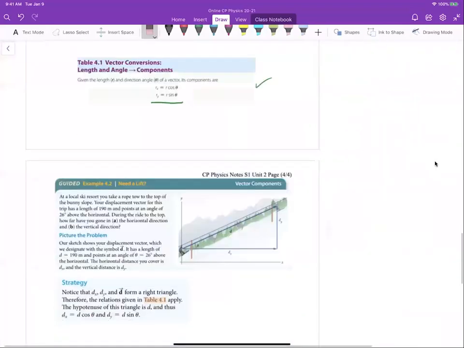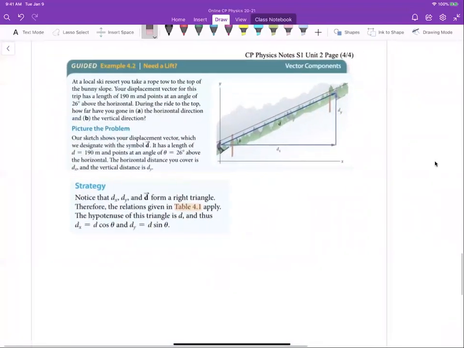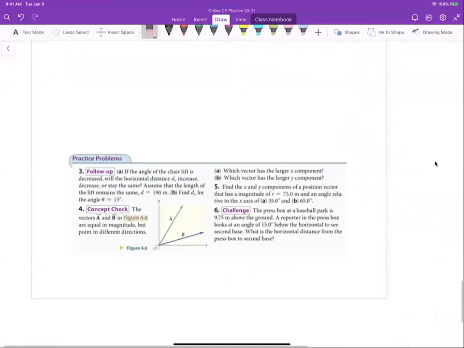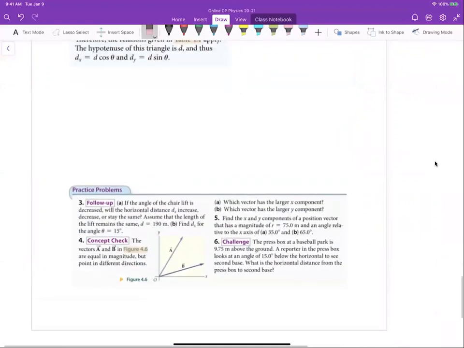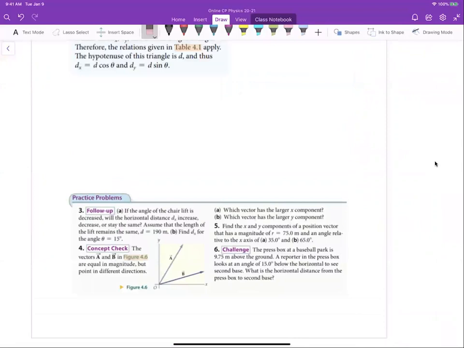We have an example problem that I'll work in class, but essentially it's going to use SOHCAHTOA. And then the practice problems today are the assignment. So, all right, guys, I hope that helps. We will continue to use SOHCAHTOA. You'll get better with practice, I promise.